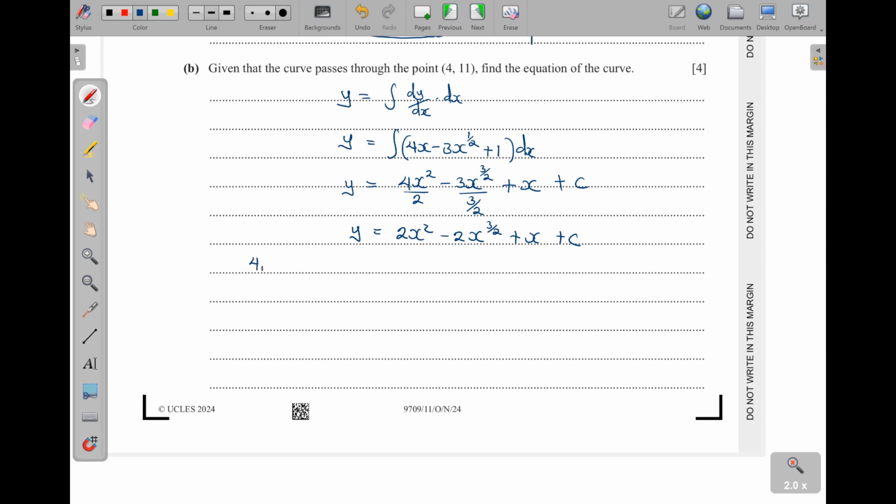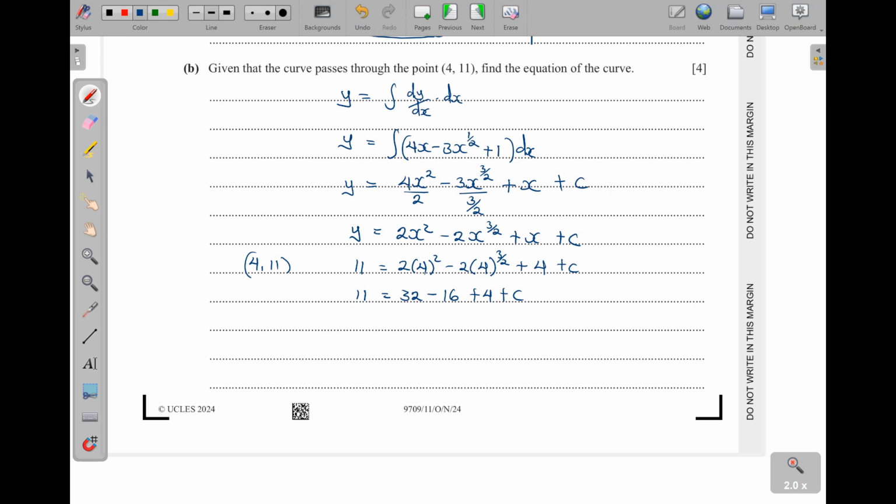So using that 4, 11, you put the 11 here. Then where x is, you can put the 4 squared, then minus 2, and then we have 4 power 3 over 2, then plus 4 plus c. So this one is going to be 2 squared is 16 times 2, that will be 32, then minus 4 power half, you will get 2, then 2 cubed, you get 8. 8 times 2, that will be 16, and then plus 4 plus c.